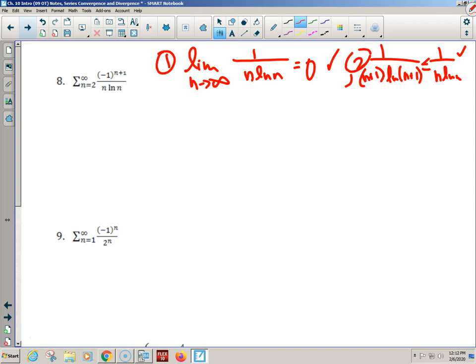Okay, so this is one of those quick multiple choice things, and they're just asking which of these are convergent. What can I say?